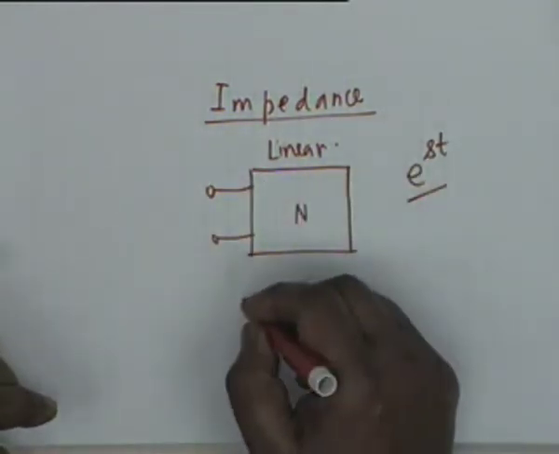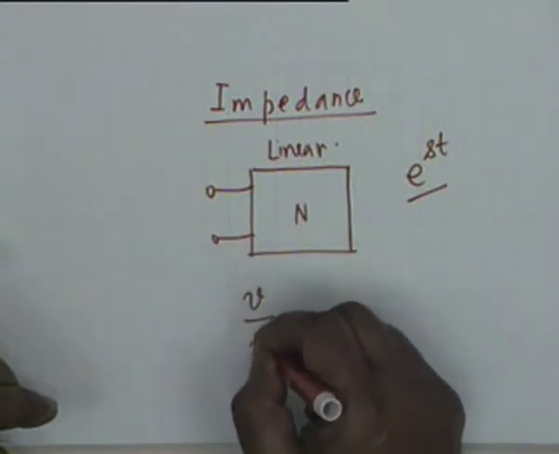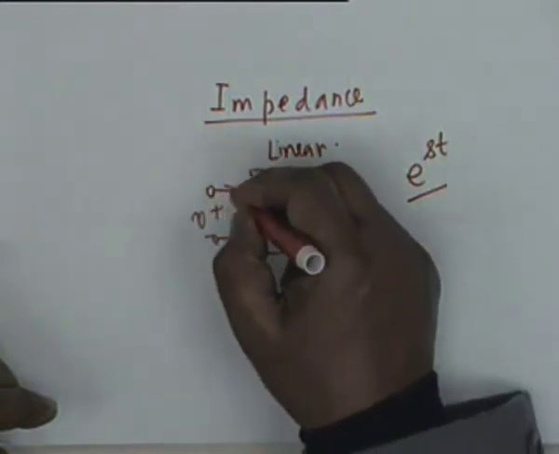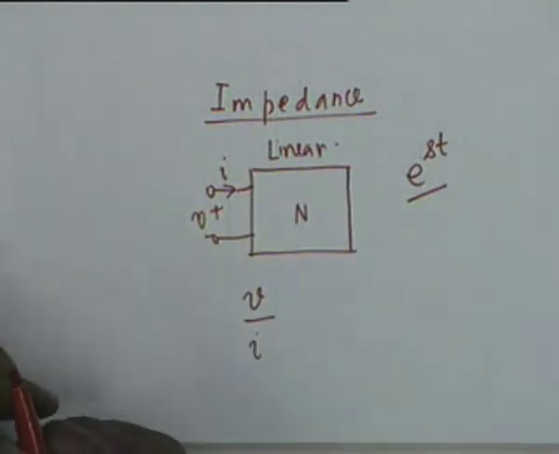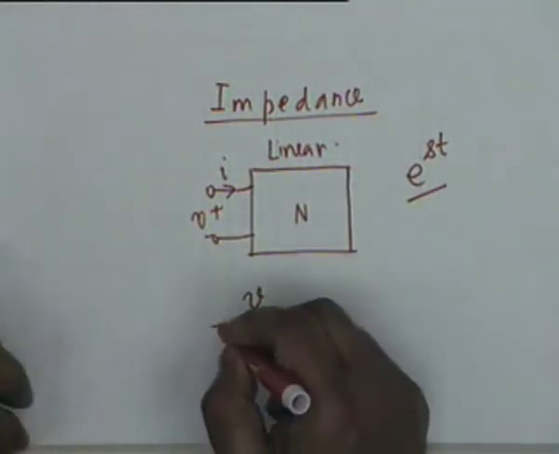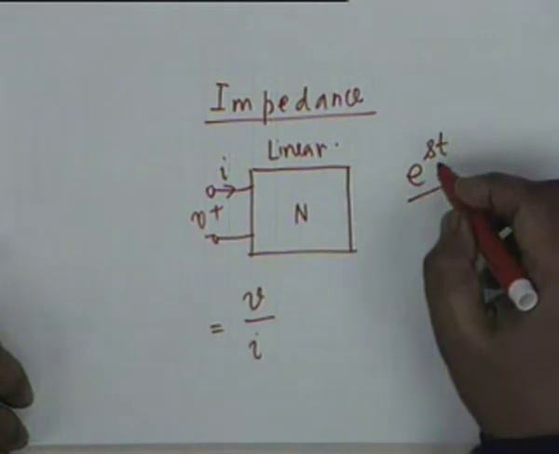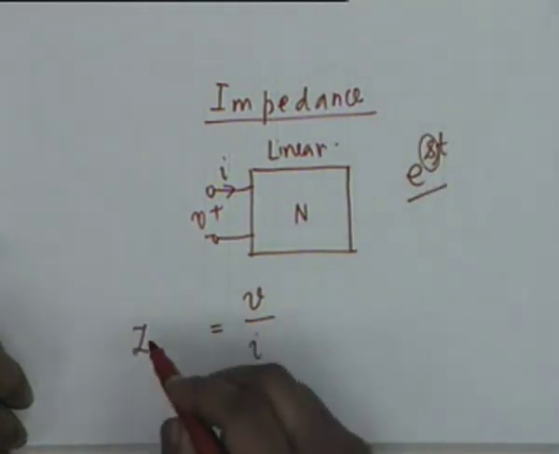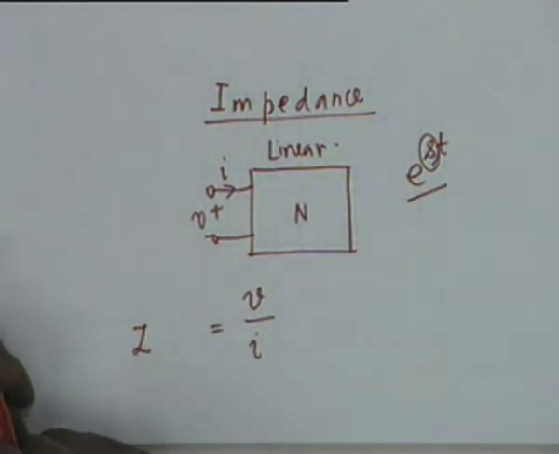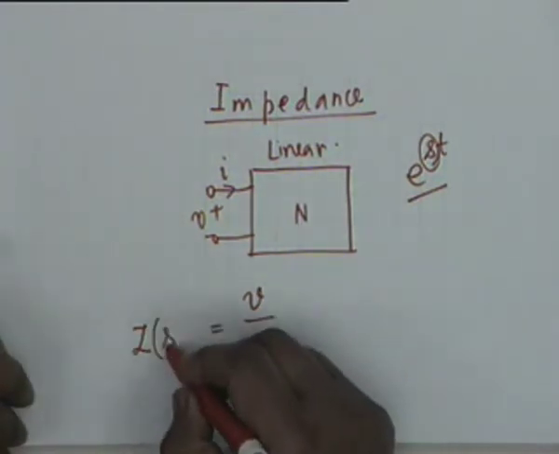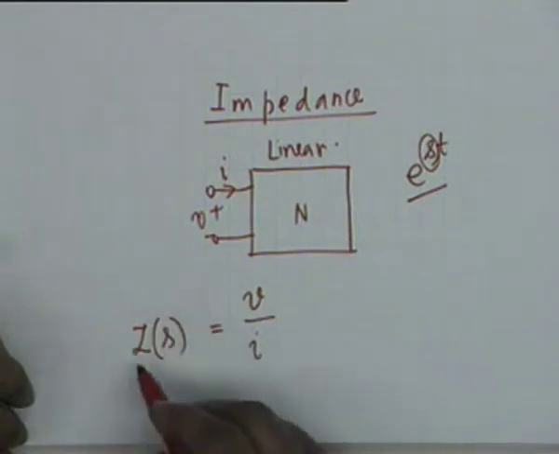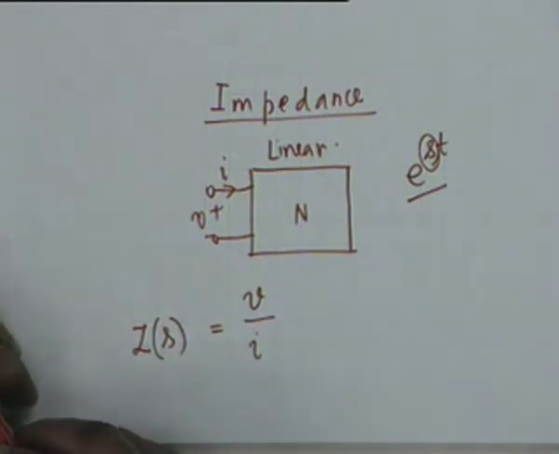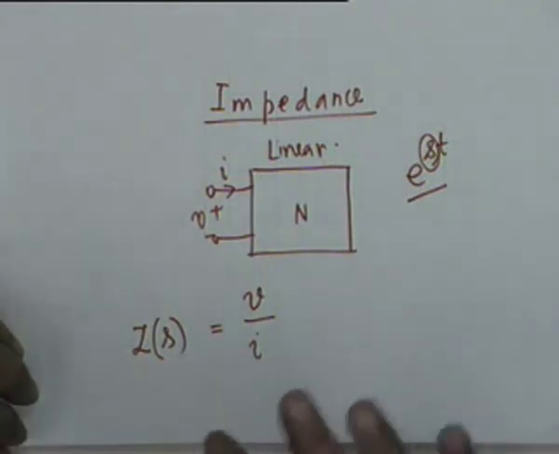And therefore, the ratio of V by I shall be a constant, but it will depend on the value of s. And therefore, this is denoted by capital Z of s. And this is called the impedance. I must caution you, so let me first define it.